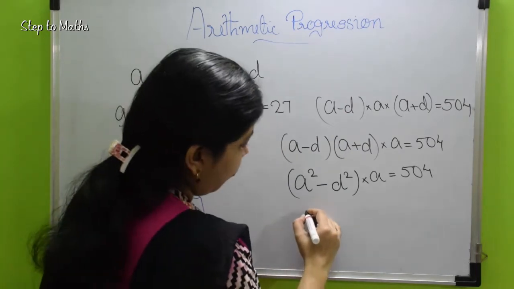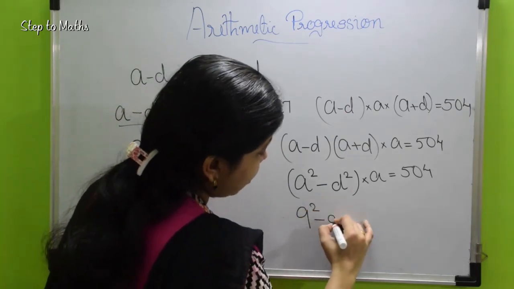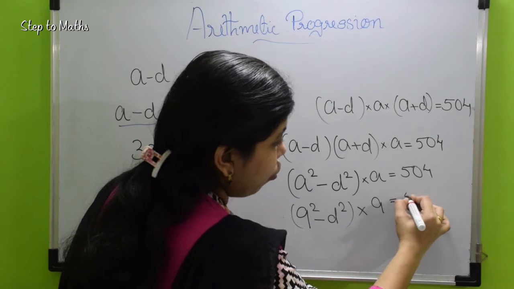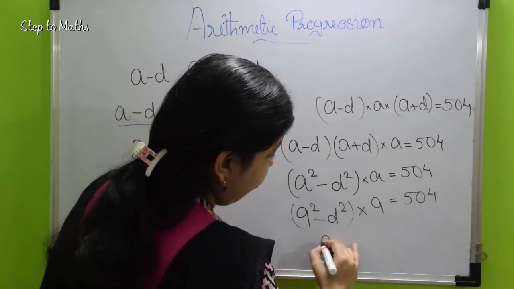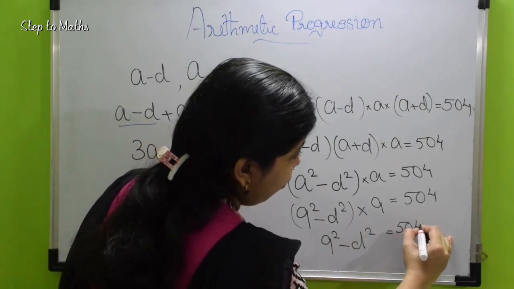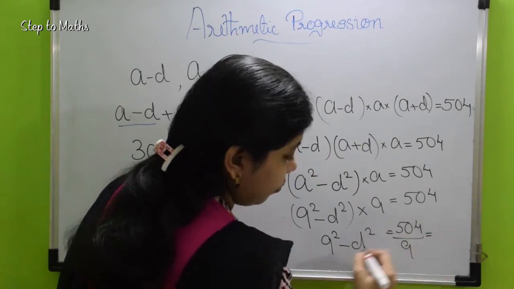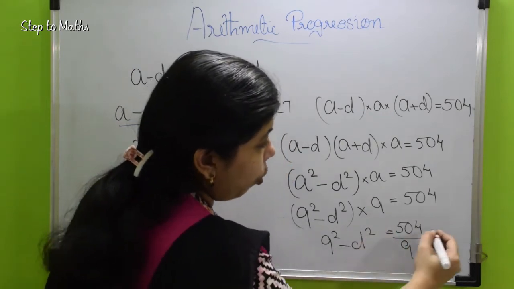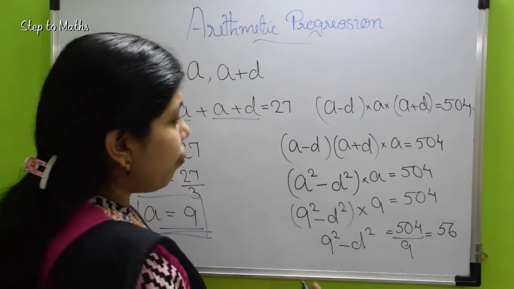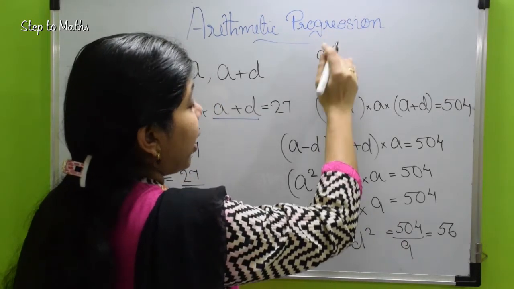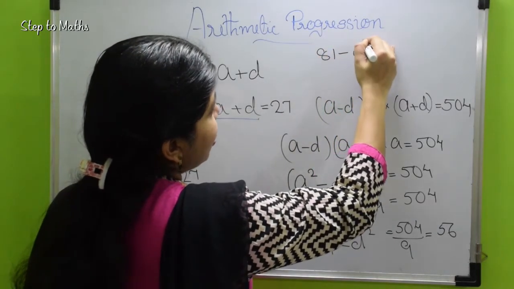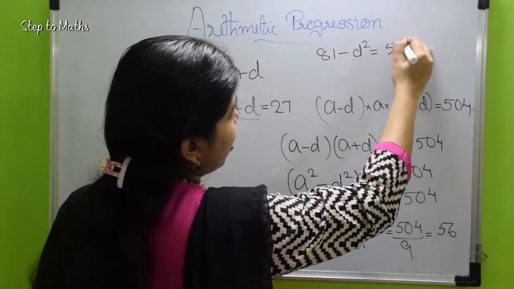So substitute 9 square minus d square into a, 9, is equal to 504. Therefore 9 square minus d square is equal to 504 upon 9. 504 upon 9 is 56. So 9 square minus d square is equal to 56. So 9 square is 81. So 81 minus d square is equal to 56.